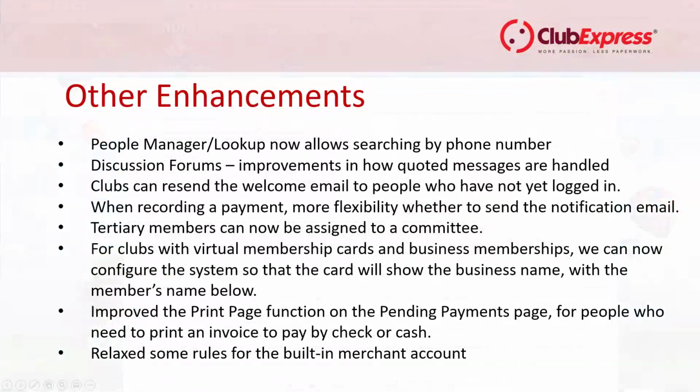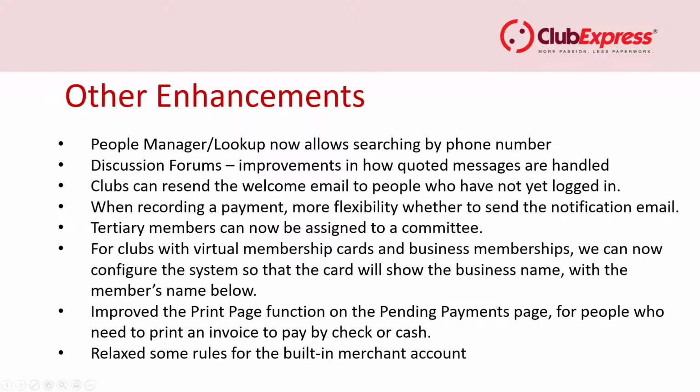And so this option will appear where it's appropriate, and you can choose whether or not to send that confirmation email. You can now assign tertiary members to a committee. We never allowed that in the past because our feeling was that if someone can't log in to participate in the activities of the organization as a member, it didn't make sense to put them on a committee. But we had a couple of clubs that came to us and said, no, we have circumstances where we want a family member, for example, who can't log in, but they're a member of the committee. We want to be able to send them emails as a member of the committee. And so we added that ability.